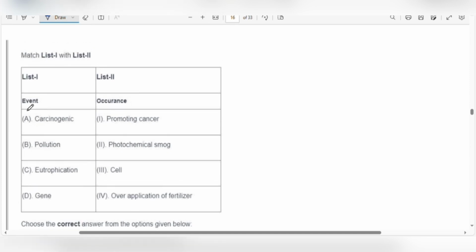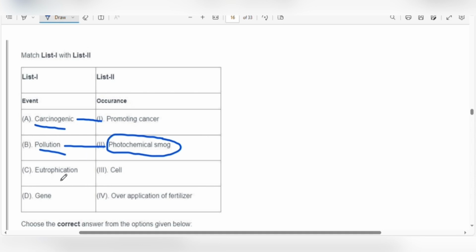This is also a general knowledge question, you can say. You don't have to read anything, or you don't need to know all the things for answering this. This is a very easy one. Carcinogenic, we all know that promotes cancer. So it is option 1. Pollution results in photochemical smog. Photochemical smog is a result of pollution. You should remember this, and it happens in the warm areas where there is excessive nitrogen pollution, nitrous oxide, nitrogen dioxide, and all the oxides of nitrogen are there.